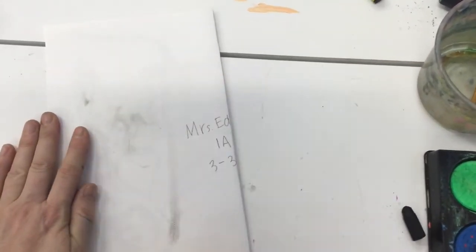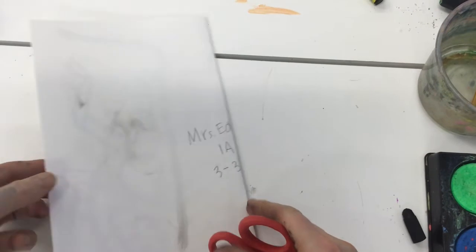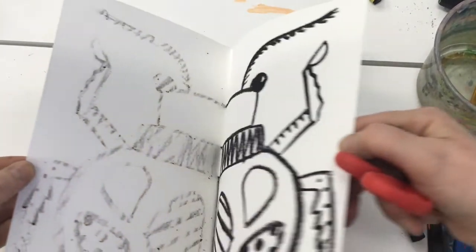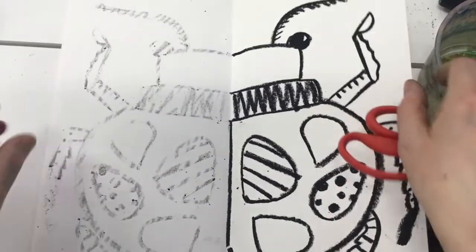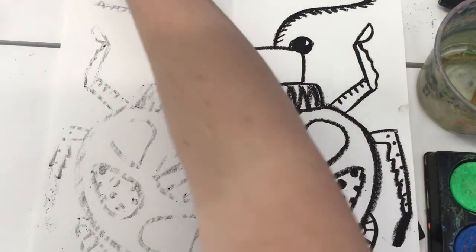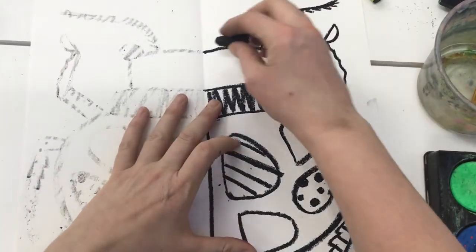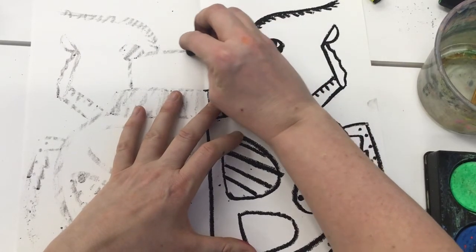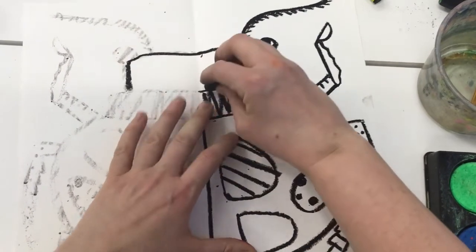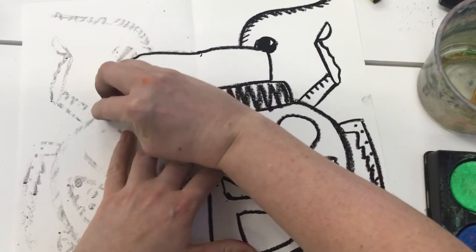This is a little bit, you'll see. This is awesome. All right, here we go. Ready? Whoa, look at my bug. It transferred. Now it's not perfect. So what I can do is I'm gonna go ahead and trace over these lines.